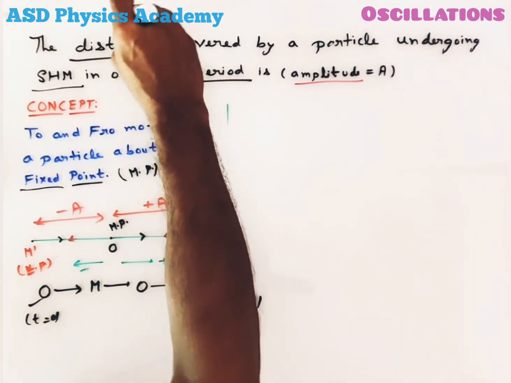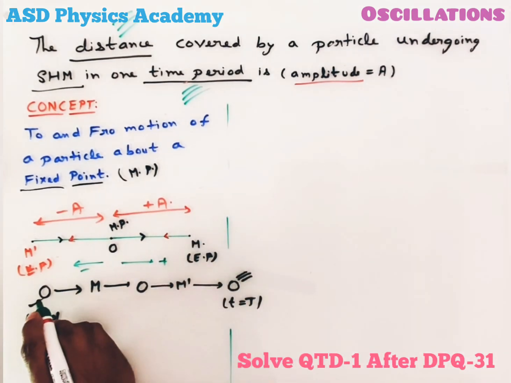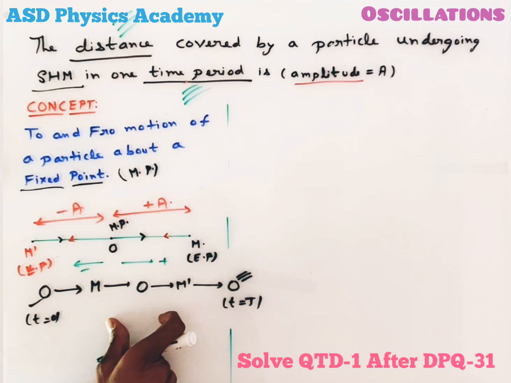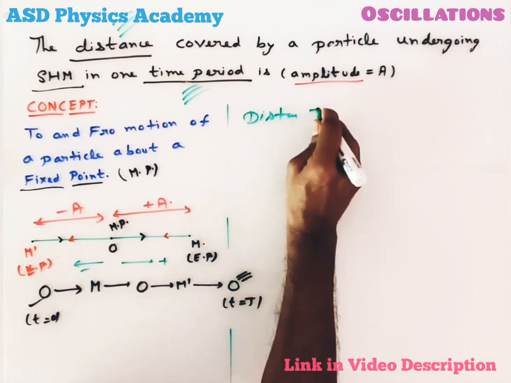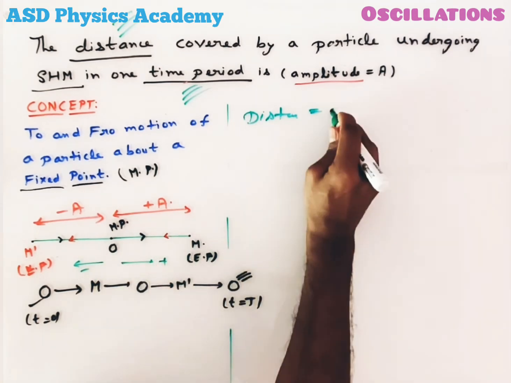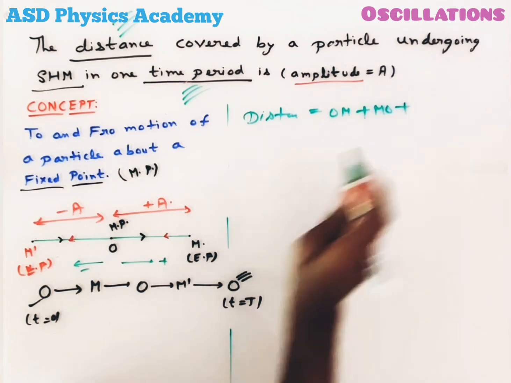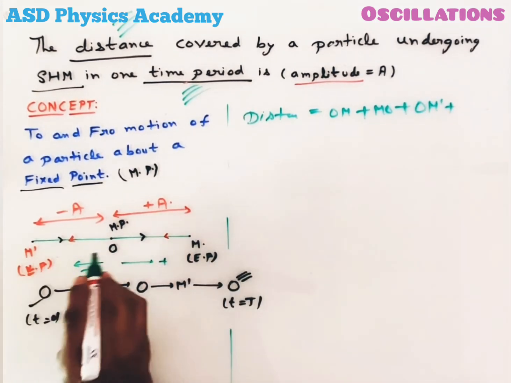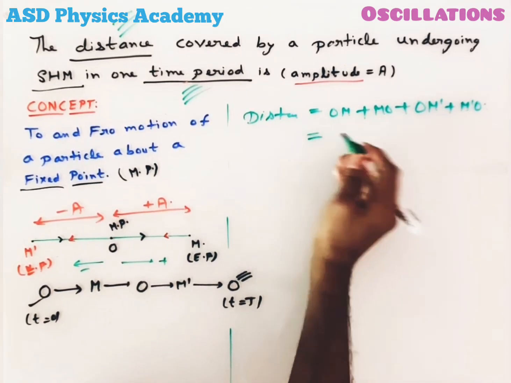Now in the question we have to calculate the distance after one time period. That means the time taken from point O to point O. In this time, whatever distance is traveled by the particle, that we have to calculate. That means distance equals from point O to M plus M to O plus O to M dash and again M dash to O. In this one time period we are going to calculate the distance.